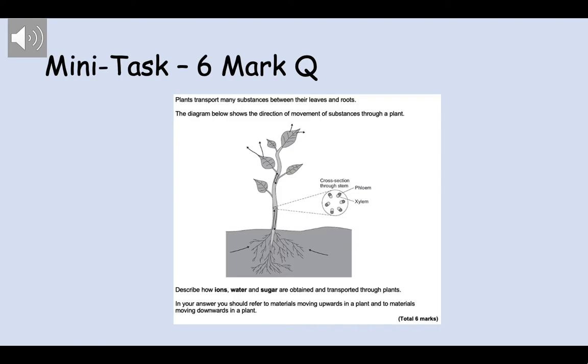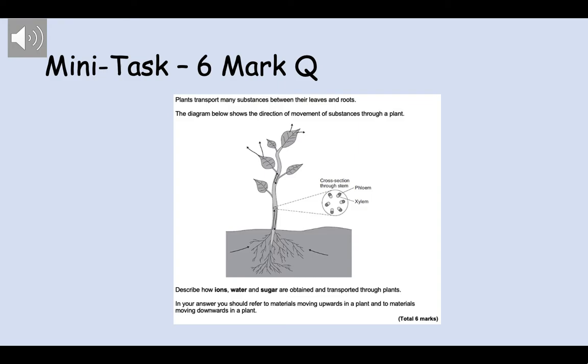Now we have your next mini task, and I know you're probably thrilled looking at this slide, but I would like you to have a go at a 6-mark question. So this question shows us a diagram of the direction of movement of substances through a plant, and it's asking you to describe how ions, water, and sugar are obtained and transported through plants.